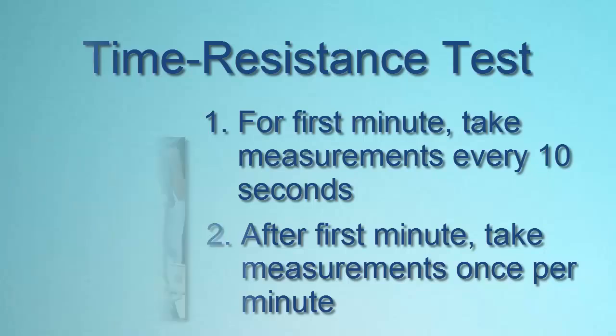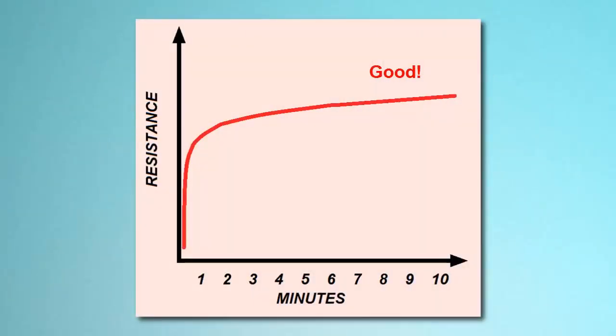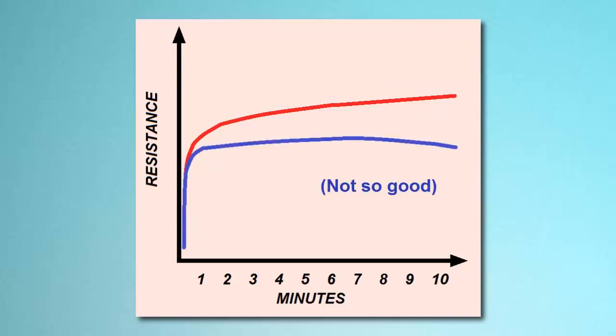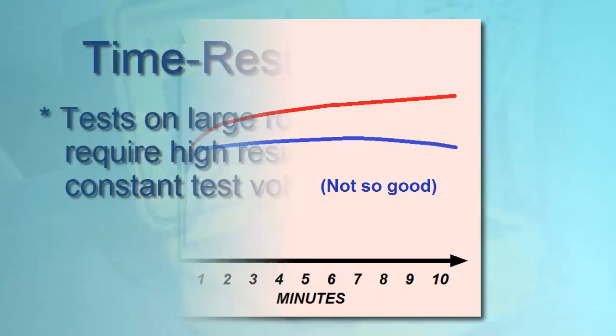When you plot the results, you should see a curve that rises relatively rapidly at first, and then continues to gradually rise throughout the testing period. If instead the curve is relatively flat or begins to turn down as the test progresses, moisture, dirt, or other factors may be compromising your insulation.